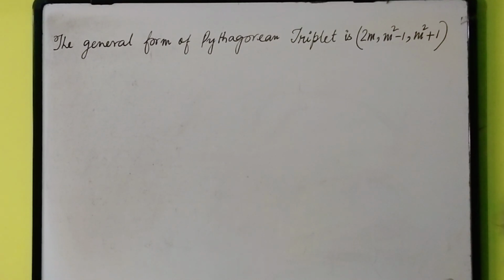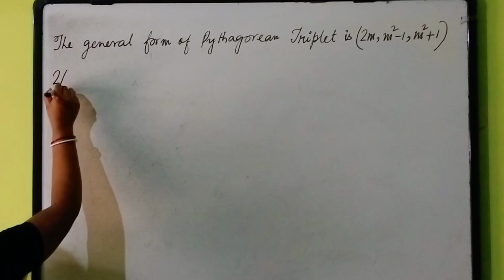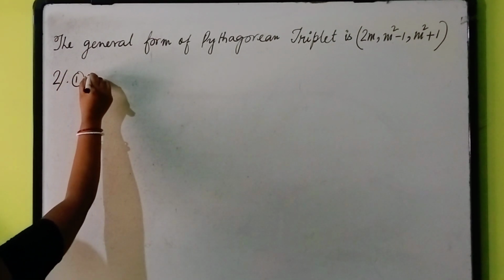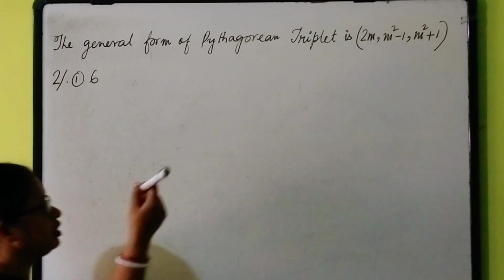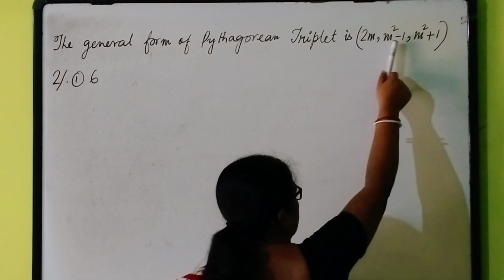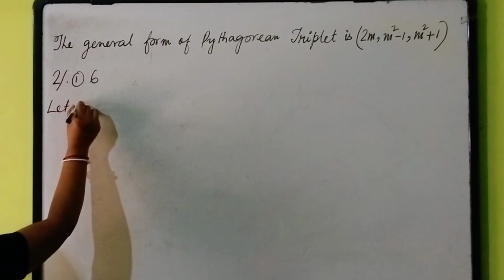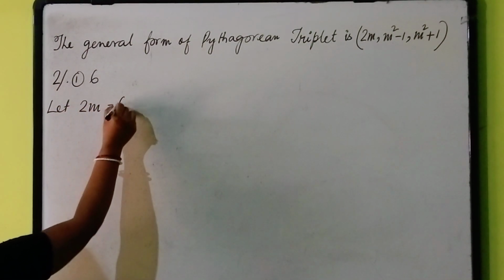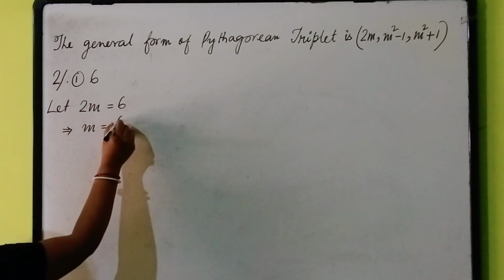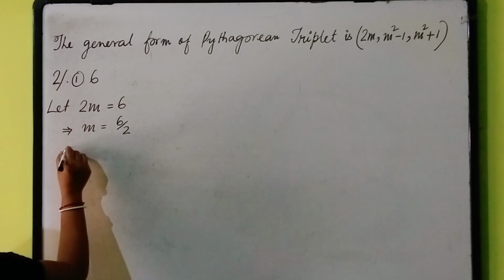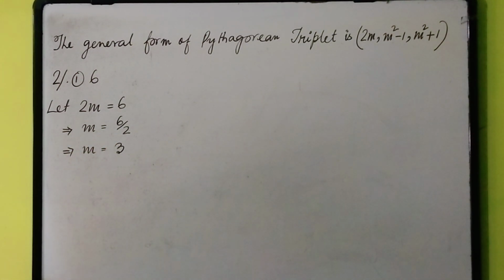Now see. You have to find a Pythagorean triplet whose one member is 6. How many members are there in a triplet? Obviously 3. So let us suppose the first member, let 2m is equal to 6. Very easy. m is equal to 6 by 2, that is, m is equal to 3. Understood, my dear students?